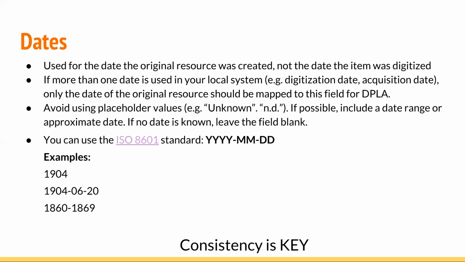You want to avoid using placeholders such as unknown. If possible, include a date range or approximate date. If no date is known, it's best to leave that field blank. You can also use the ISO 8601 standard, which is year, month, date. Good examples would be 1904, June 20th, or a range between 1860 and 1869. And again, consistency is the key.